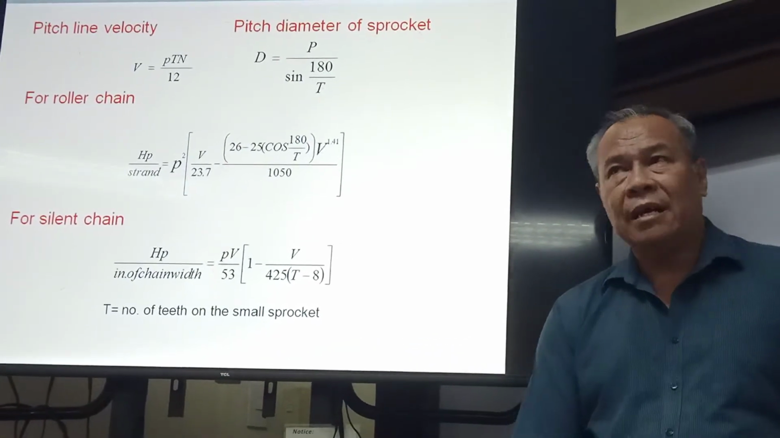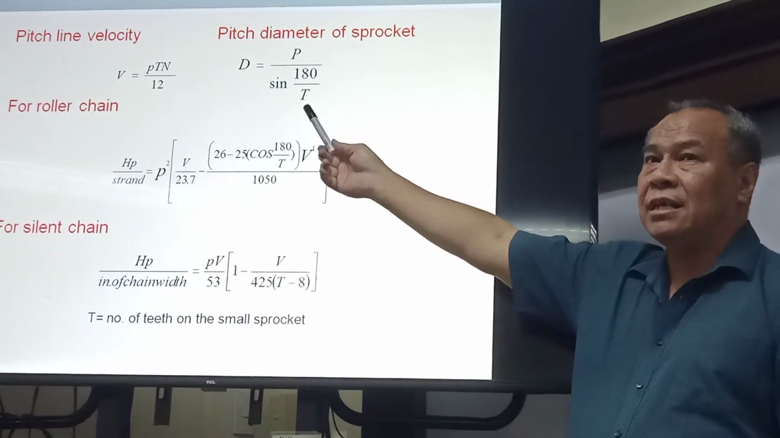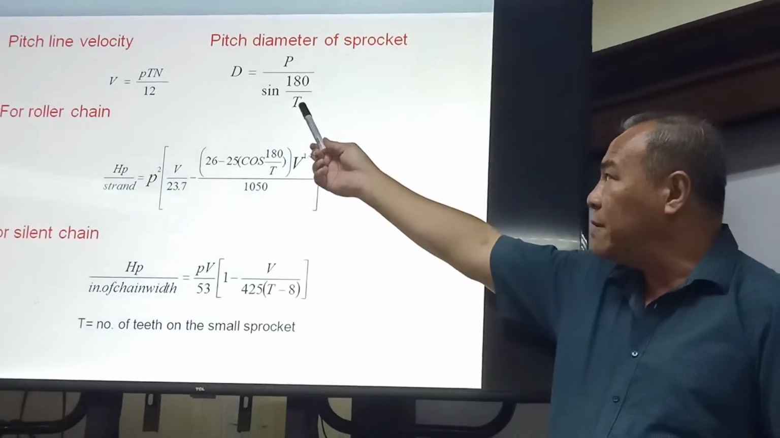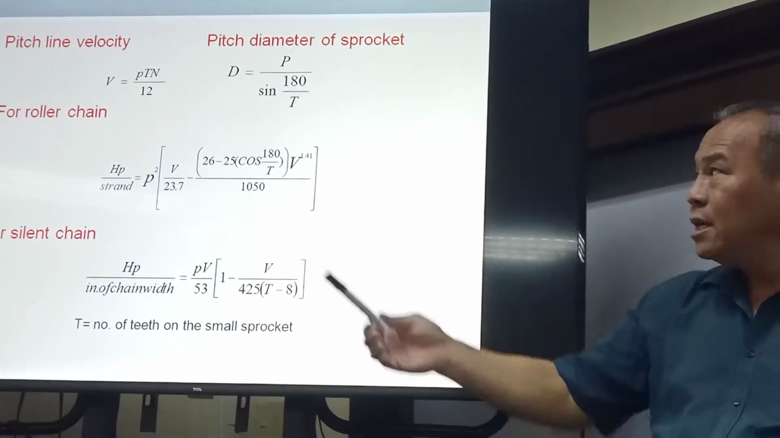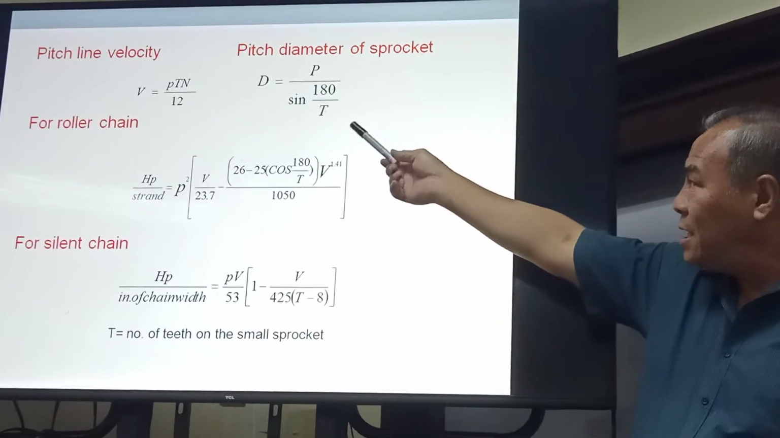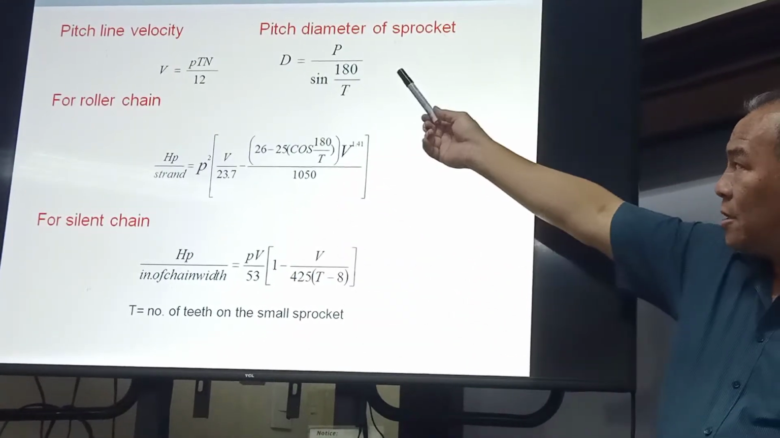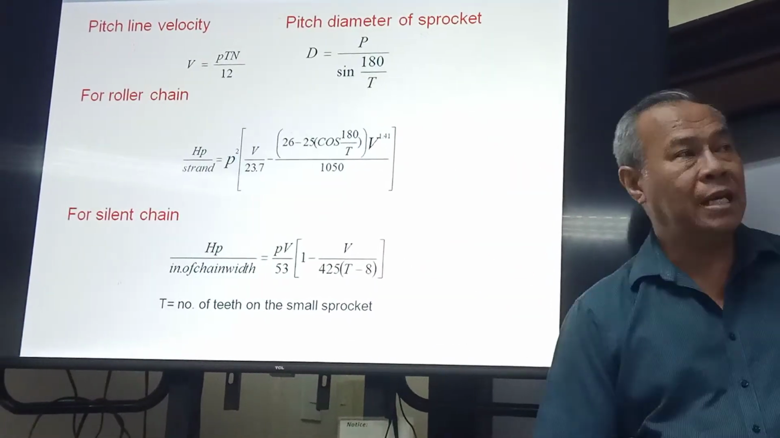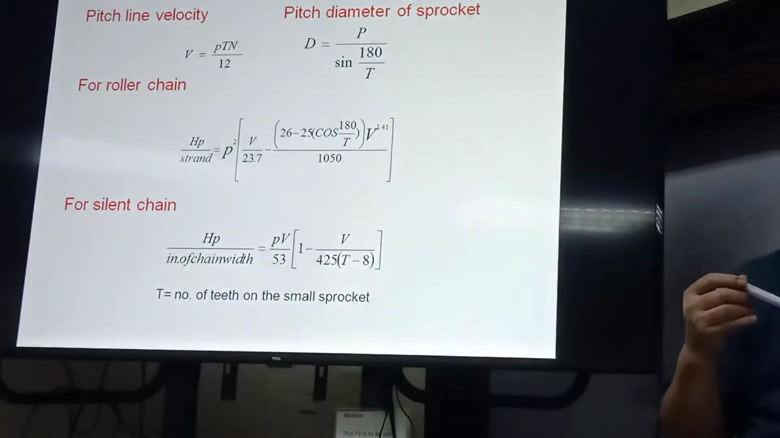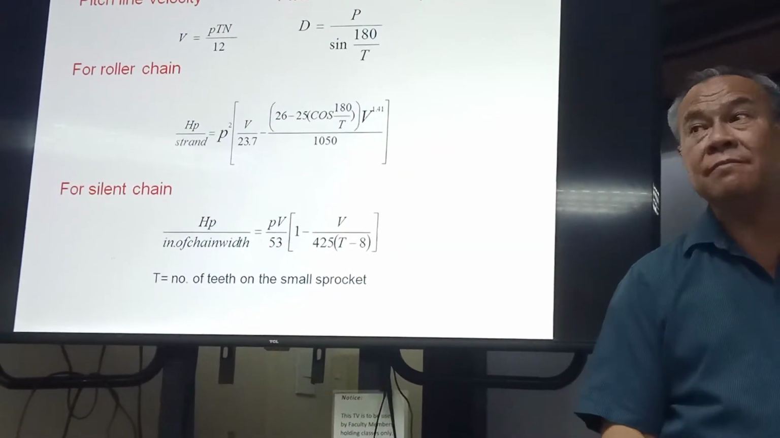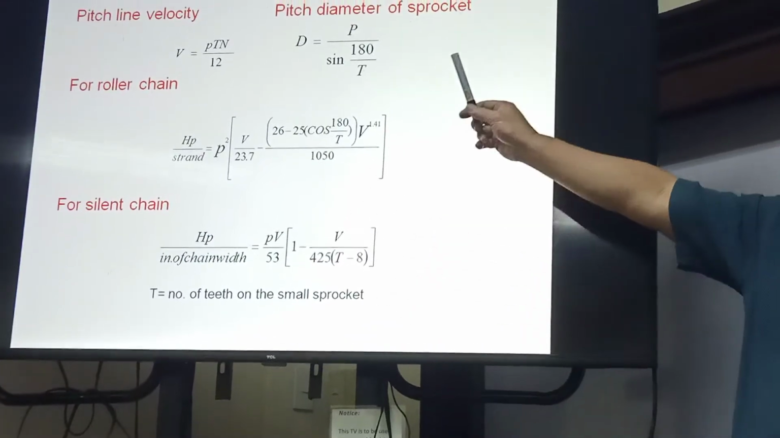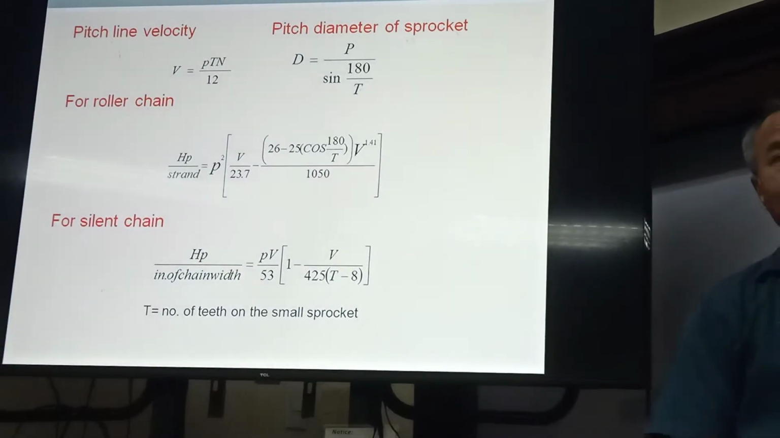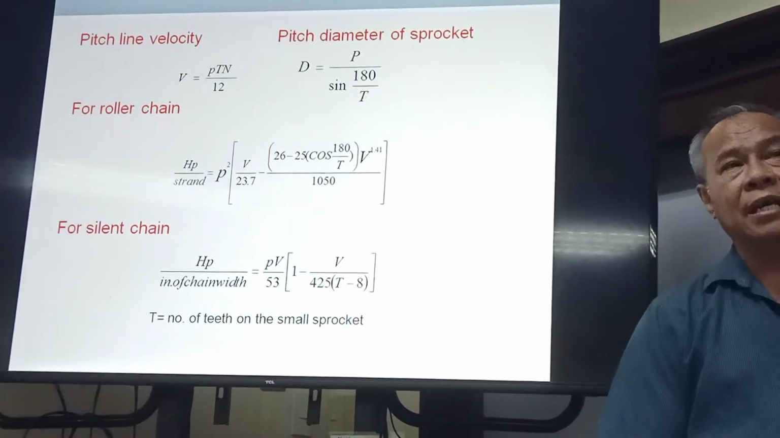If I want to determine the diameter of the largest sprocket, use the number of teeth of the largest sprocket. If I want to compute for the diameter of the smallest sprocket, use the number of teeth on the smaller sprocket. Okay? So these are the conditions: sine 180 over T that we have. And the pitch also. So notice that in the previous equation, up to this time, ginagamit pa rin natin yung pitch ng chain. So therefore, it's very necessary for us to determine the pitch of the chain before using this particular equation. Now, in a V-belt, we can determine the number of strands. In a chain, ganun din.